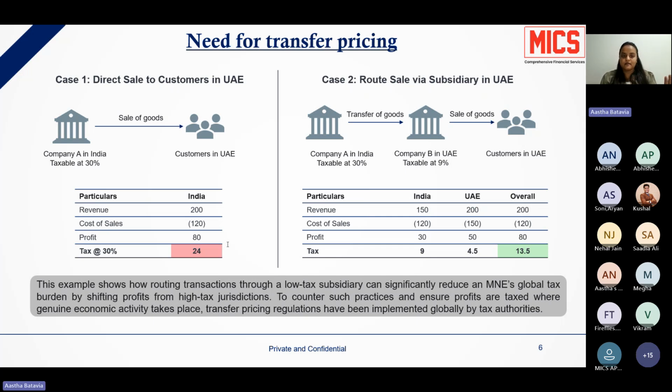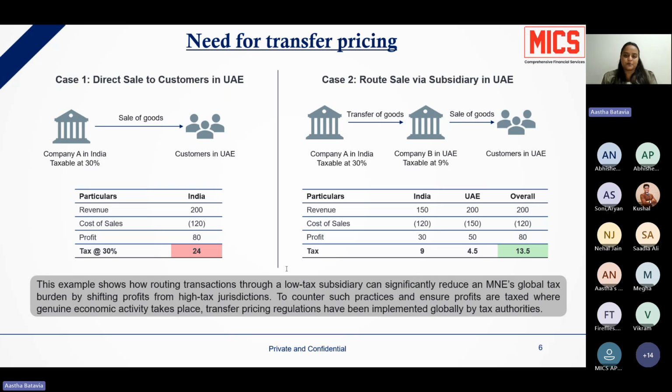That's the straightforward example. Now imagine Shine Gems sets up a subsidiary in UAE. Let's call it Shine Gems Dubai LLC. This is again a hypothetical name. Shine Gems India is selling diamonds to the UAE company at 150, not the $200 that it would have charged an independent third party customer. And the Dubai entity sells to the customers at the full price, that is $200. So what will happen? India's revenue will be 150.